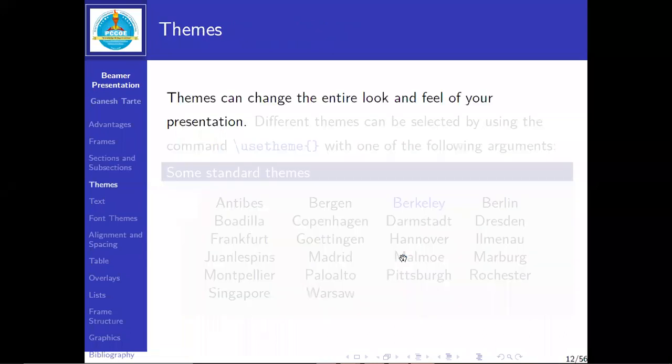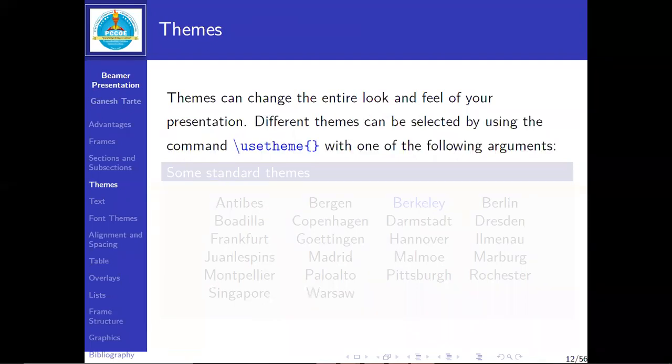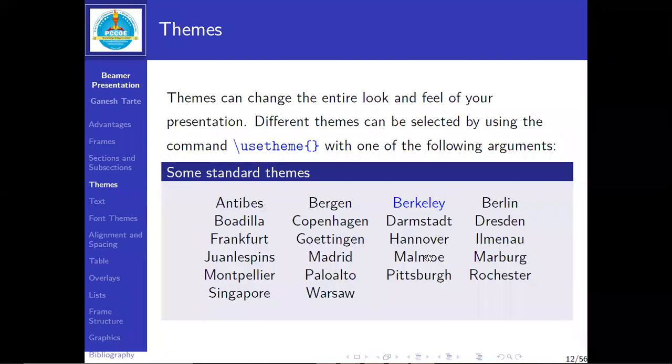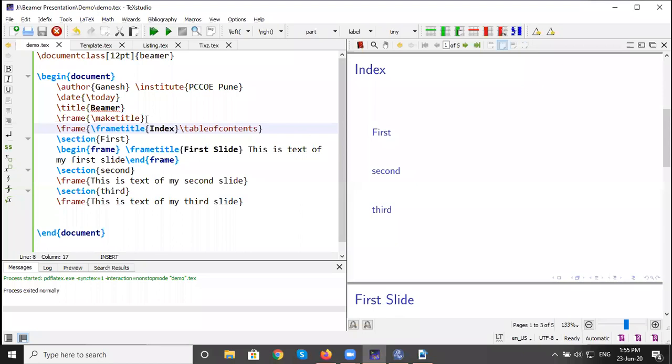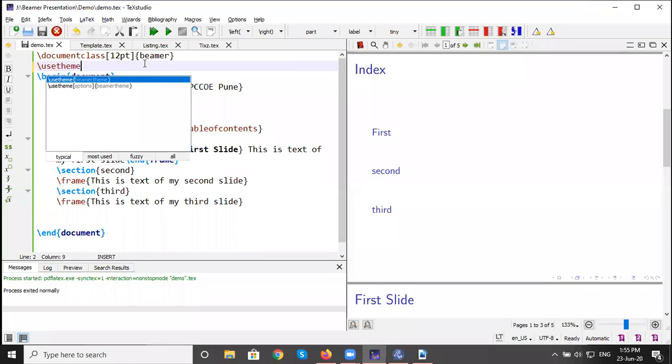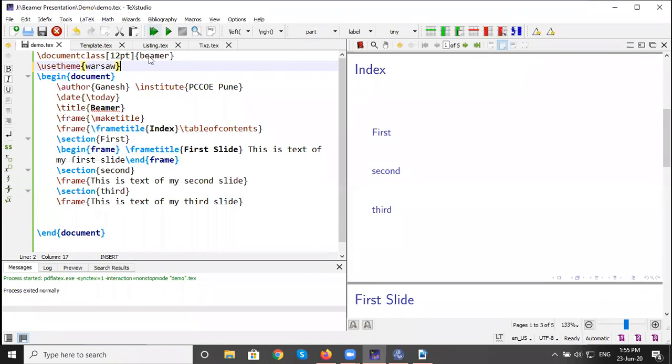Then theme. Themes can change the entire look and feel of your presentation. Different themes can be selected by using the command \usetheme and the name of that particular theme inside the curly brackets. So we have some standard theme names here. For this particular presentation, I am using Berkeley as a theme. So whatever we add here, we just add one thing here, \usetheme, and suppose we use Berkeley again or Warsaw. It is again a standard theme.